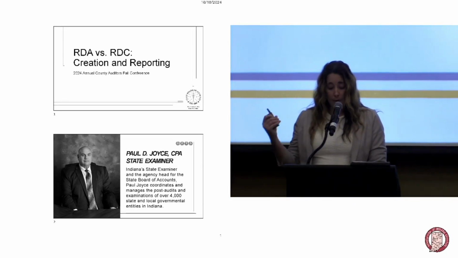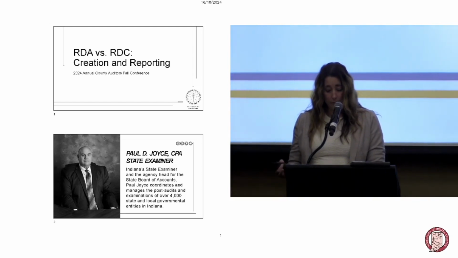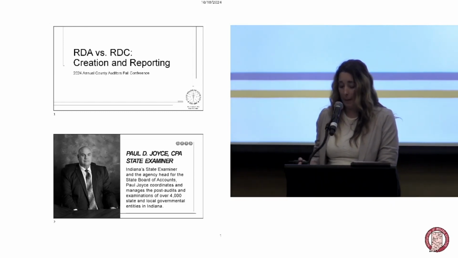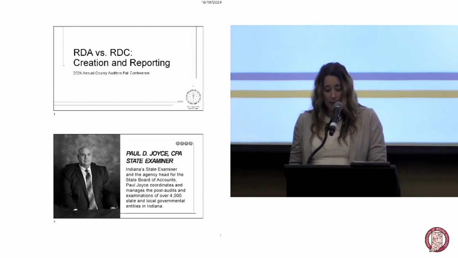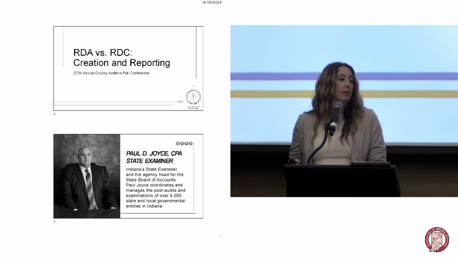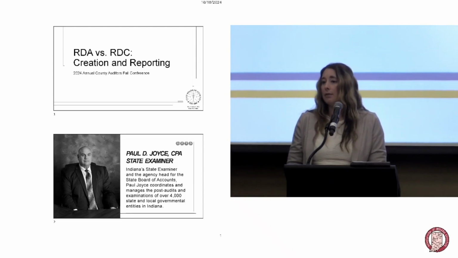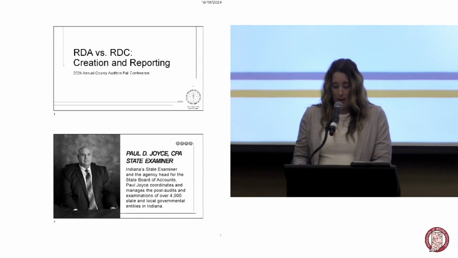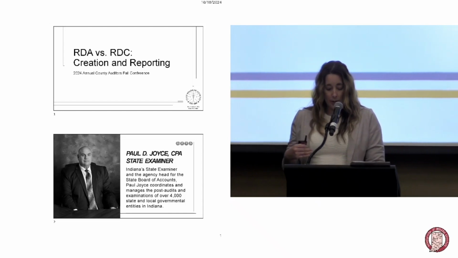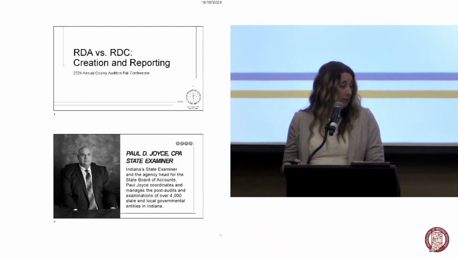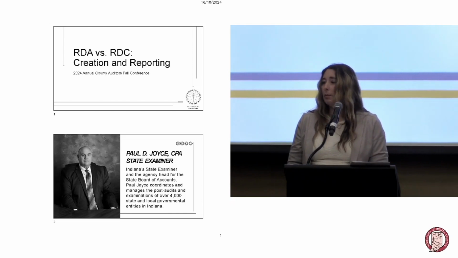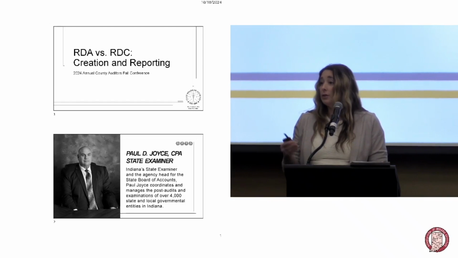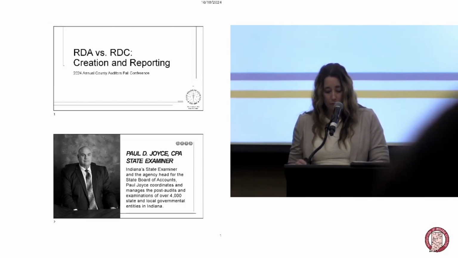All right, so 36-7-14-3 allows for the creation of an RDC, or redevelopment commission. The statute allows for 5-member boards. You can have 7-member boards if an ordinance is passed through the legislative body. It is subject to the State Board of Accounts audits, right? They are also covered by the Public Meetings Law and the Public Records Law, okay? So same things that apply to the county would apply to them.